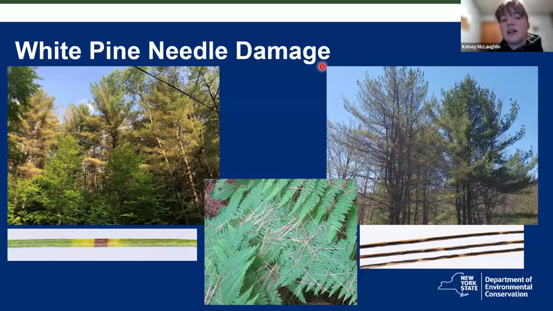And this disease is kind of encouraged by dry falls and wet springs. So we've had a really dry fall. And so if we have a wet spring, I anticipate we'll see a lot of this again.